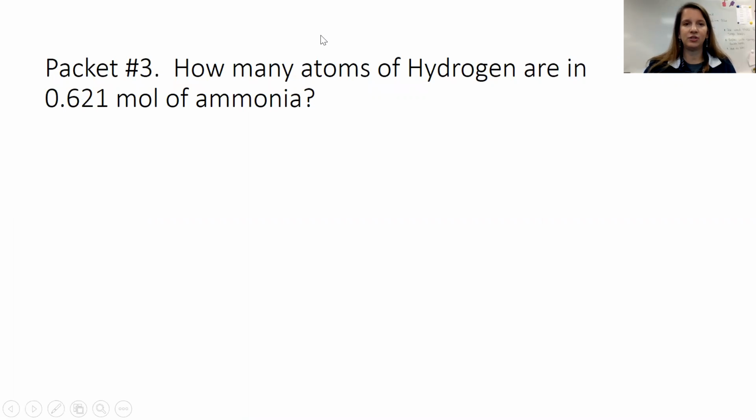So this one's going to be just a little bit different. We start again by writing our given, 0.621 moles of ammonia. So we're trying to find atoms of hydrogen this time. So we're going to multiply it by a conversion factor. We have moles of ammonia down here, and the number that goes with moles is always going to be 1. So we have 1 mole of ammonia.